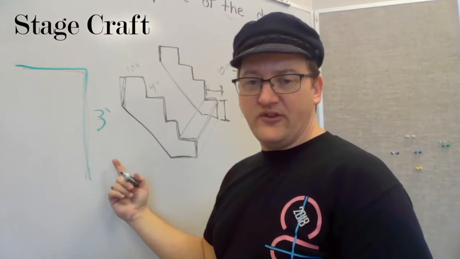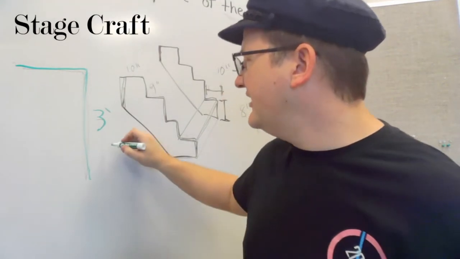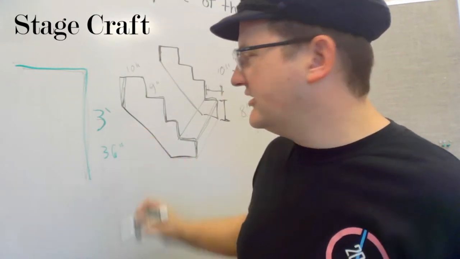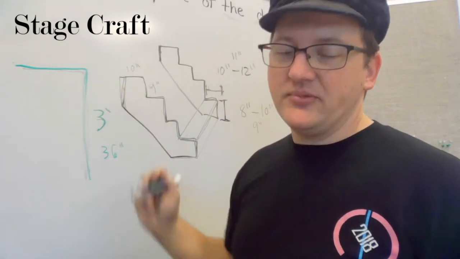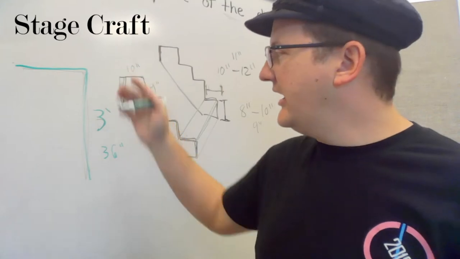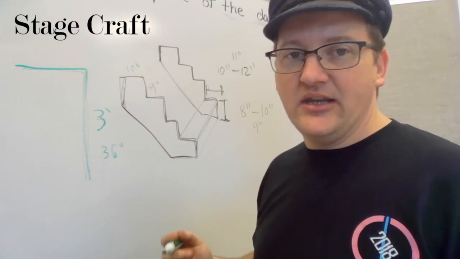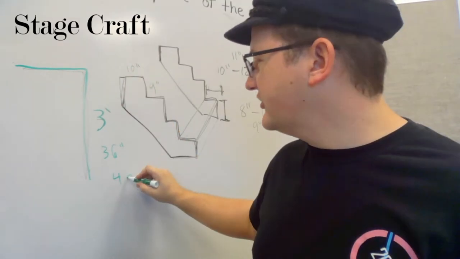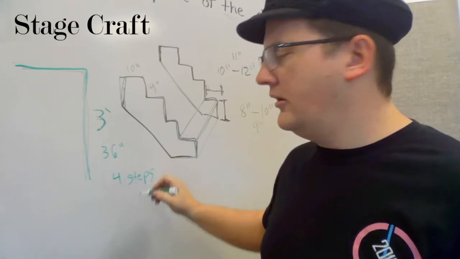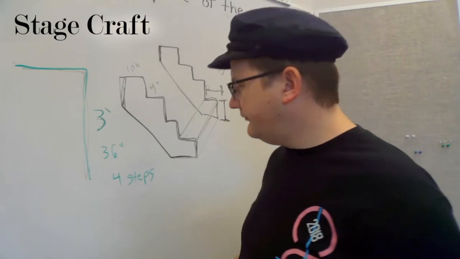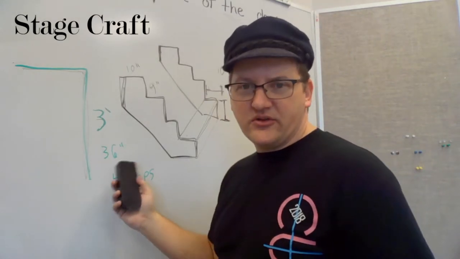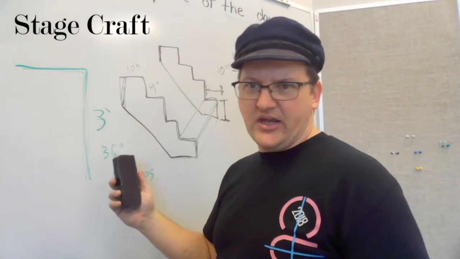If this is 3 feet tall, 3 feet is 36 inches. How many 9-inch steps would you need to make this? That divides evenly, nicely. You would need 4 steps of 9-inch rises. And so that's a handy size.